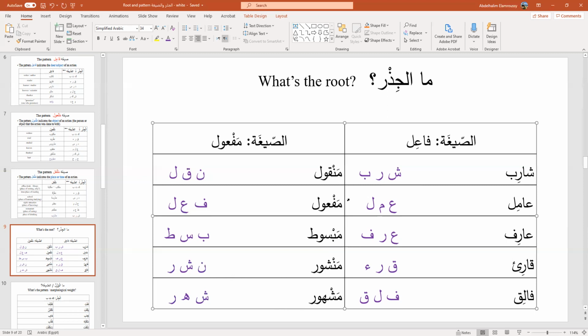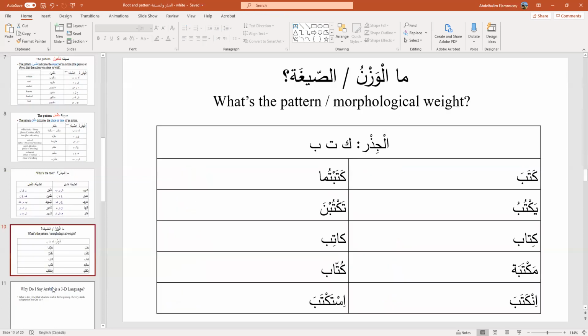Okay, so all of them refer to the object of the action, and all of the pattern fa'il right here refers to the doer of the action. So this is the doer of the action, and these right here are the object of the action. Okay, let's do now the reverse. So here is the root for all of these words.